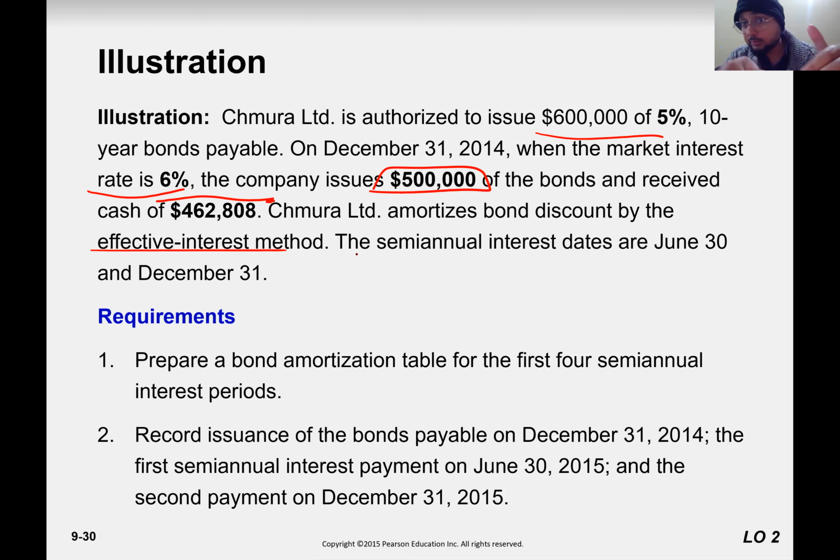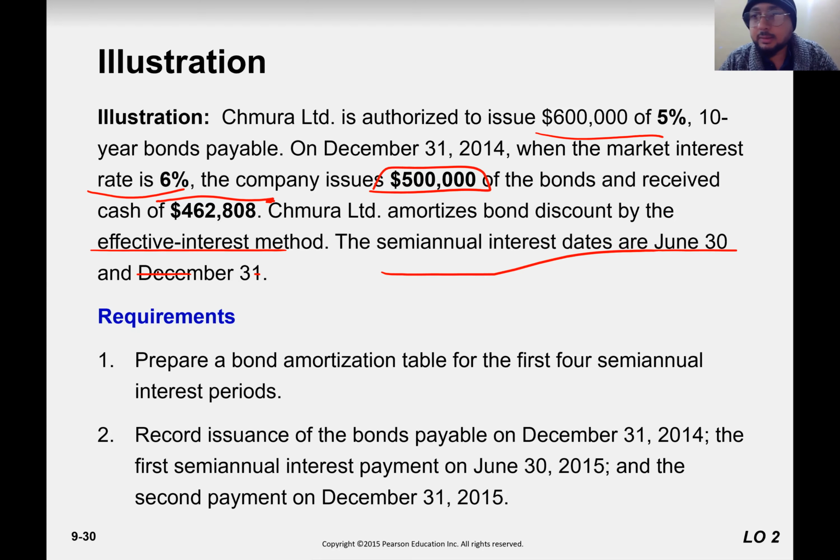The method we are talking about here through amortization, we call this the effective interest method. So don't get confused here. The semi-annual interest dates are 30th June and 31st of December. It means on 30th June you will pay cash, and since the payment is on 31st of December and 31st of December is in the financial year, you can pay the cash. You cannot create a liability. If it is 1st of January, then you create a liability here.